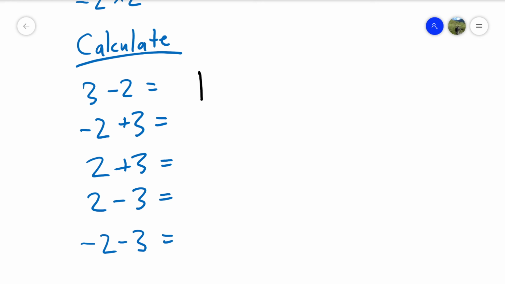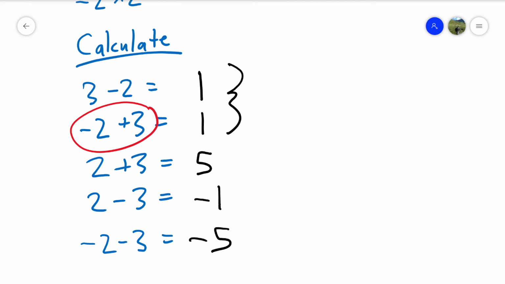1, 1, 5, minus 1, minus 5. Notice these two are the same because you can just reorder the second one here. You can put the +3 at the start and the -2 at the end. Oh look, it's the same question.